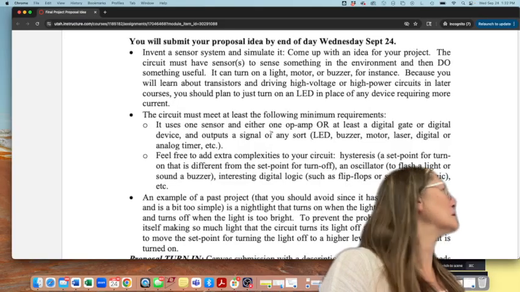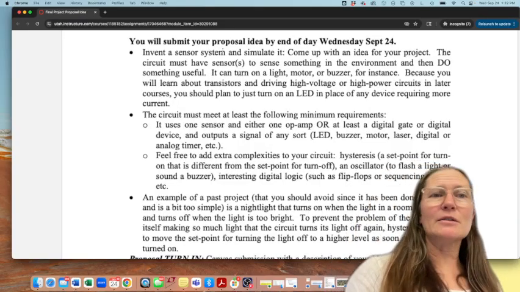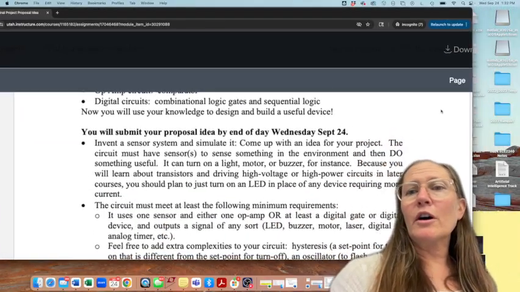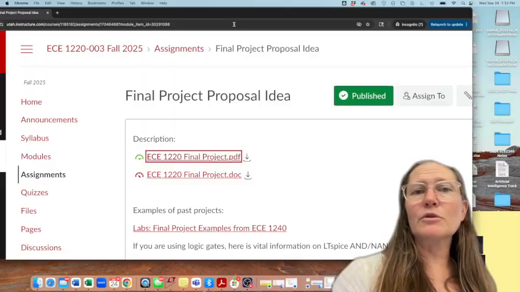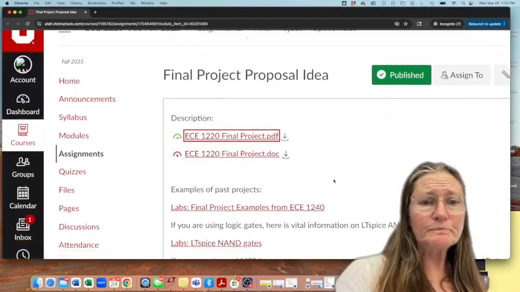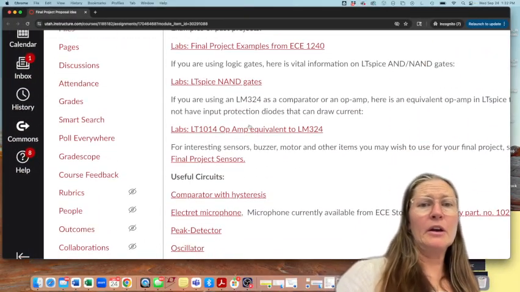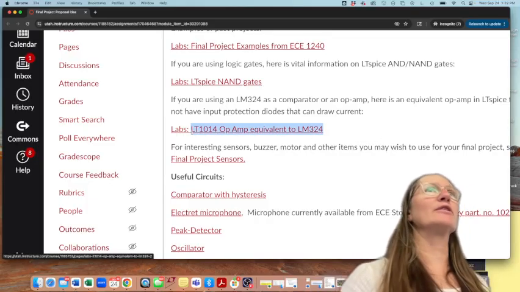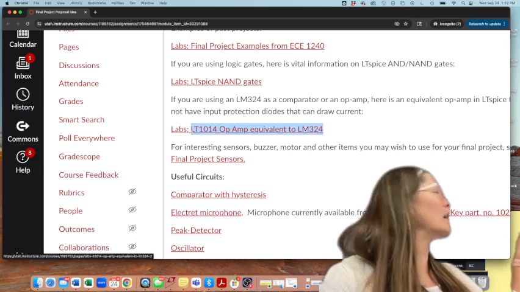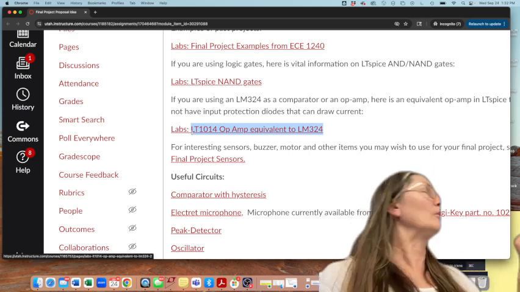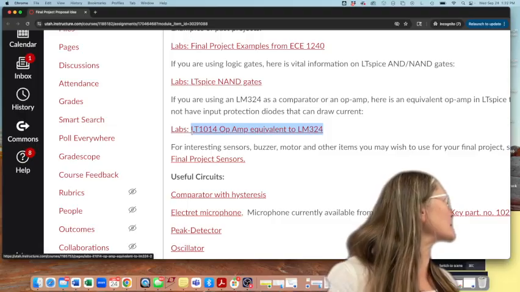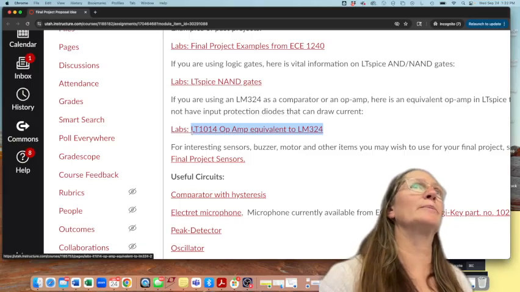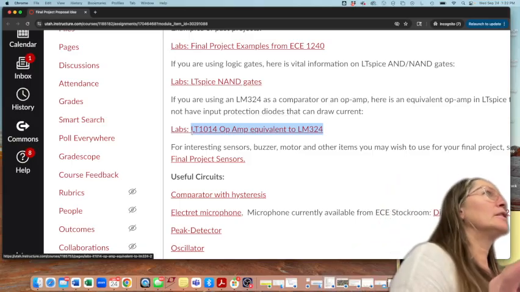I also put a model on that page. The op-amp that you're going to actually build with in lab is not modeled in LTspice. So you can use the model that is in there that's very similar to it, which is the LT1014. And so you can actually put that in. If you use a different type of thing, you can look for a model to import into LTspice if you want. Okay, I think I saw, yes.